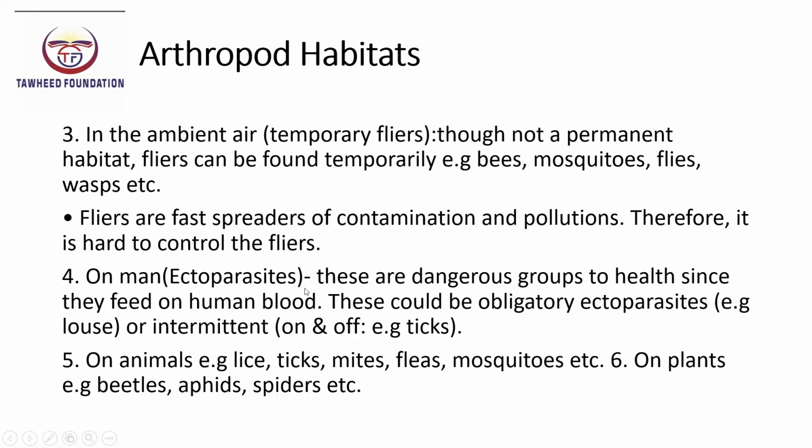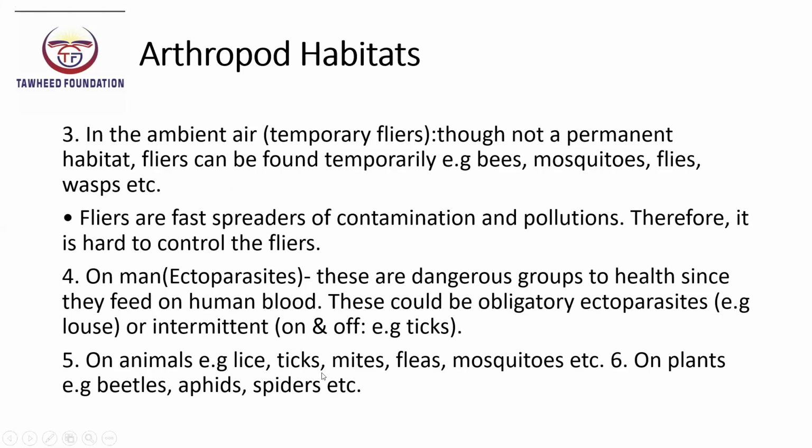On men, ectoparasites. Ectoparasites are forms that feed on blood. These are dangerous groups to health since they feed on human blood. This could be an obligatory parasite. Examples include those that are intermittent, on or off, that is ticks. Last is animals: lice, ticks, mites, fleas, mosquitoes.